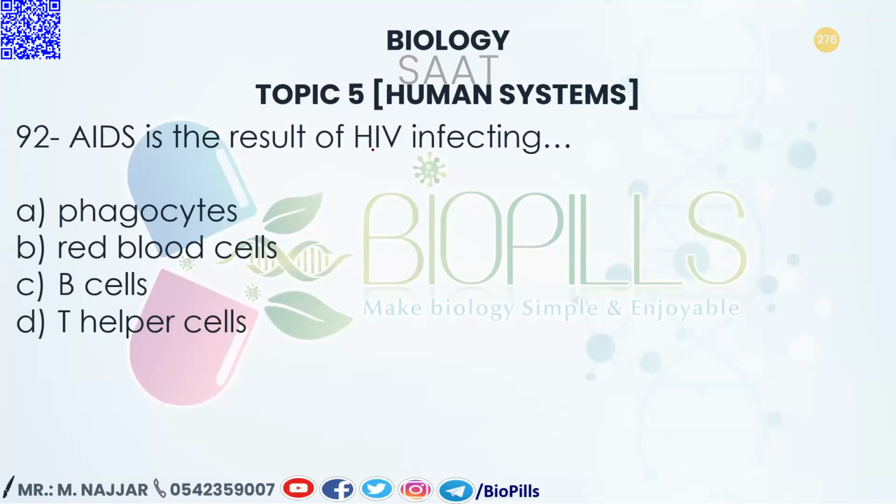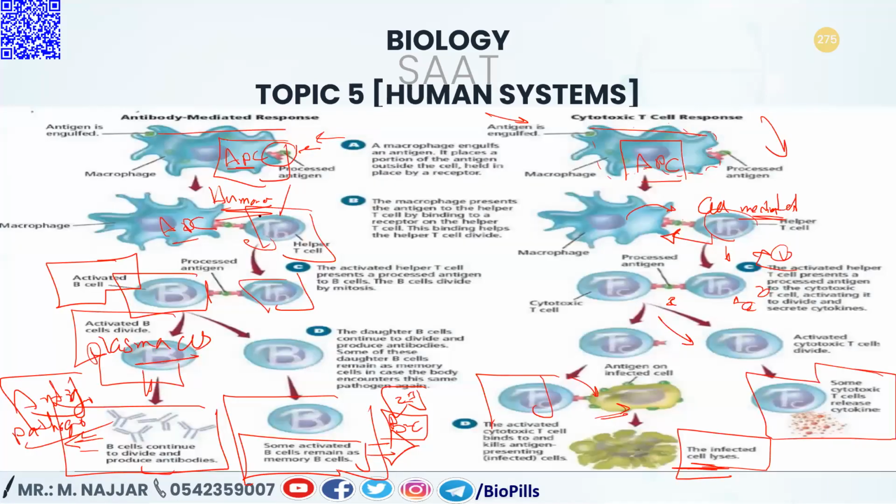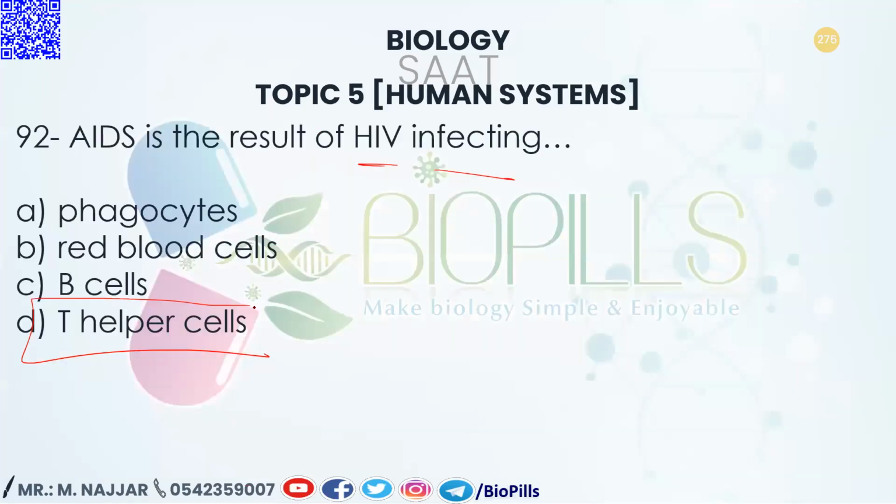AIDS is a result of HIV infection, infecting the helper T cell. As I mentioned here, everything starts with the helper T cell. So if it is destroyed, the whole chain will be broken, and immunosuppression will occur. That's perfect. AIDS is the result.